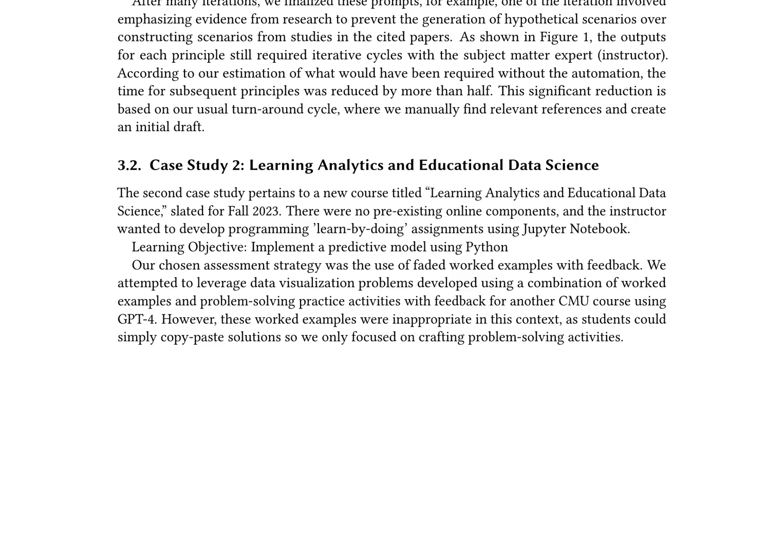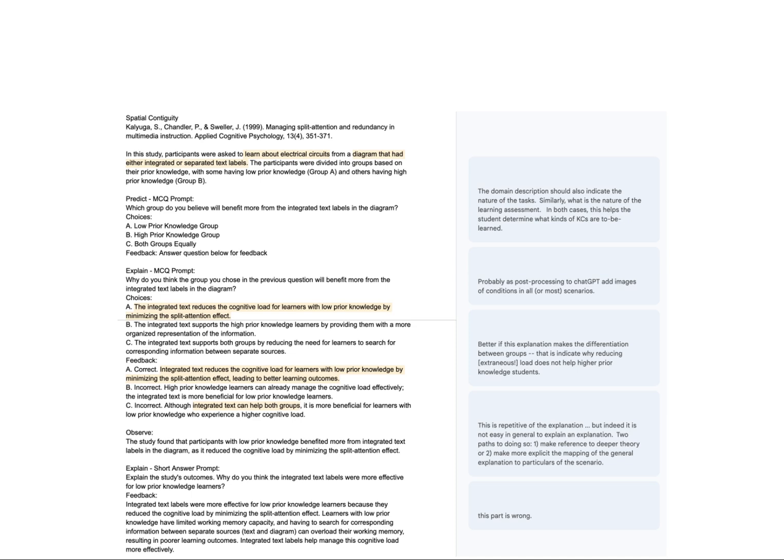A sample prompt for the spatial contiguity principle involves identifying boundary conditions, creating assessments in the form of predict, observe, explain scenarios, and generating feedback for multiple-choice questions and short answers. The figure illustrates an example of a predict, observe, explain activity generated by GPT-4, focusing on the spatial contiguity principle for one-sided reference. A subject matter expert has added annotations to evaluate the quality of the content, highlighting both the strengths and limitations of using GPT-4 generated content in this context.